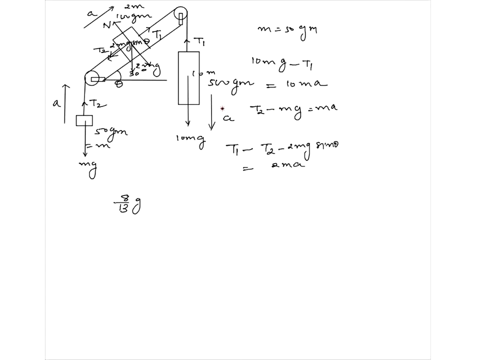Can you find out A and see if you are getting 8 by 13 G or anything else? If it is anything else, let me know what is it. And yes, any questions in this discussion, if you have, then let me know.